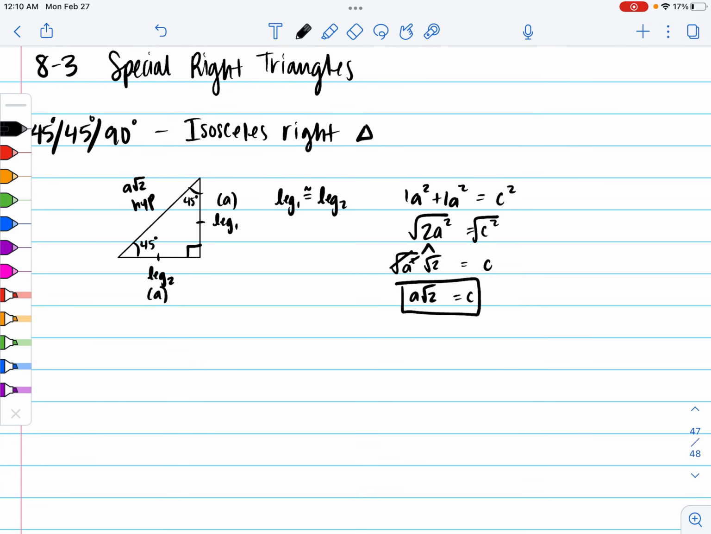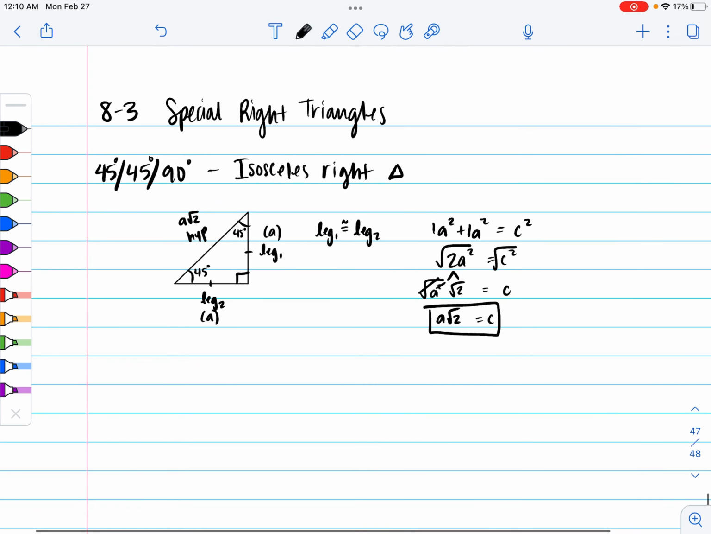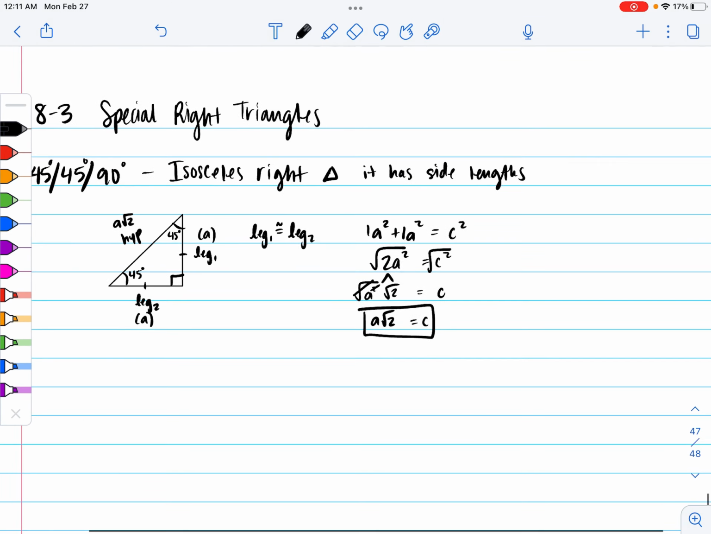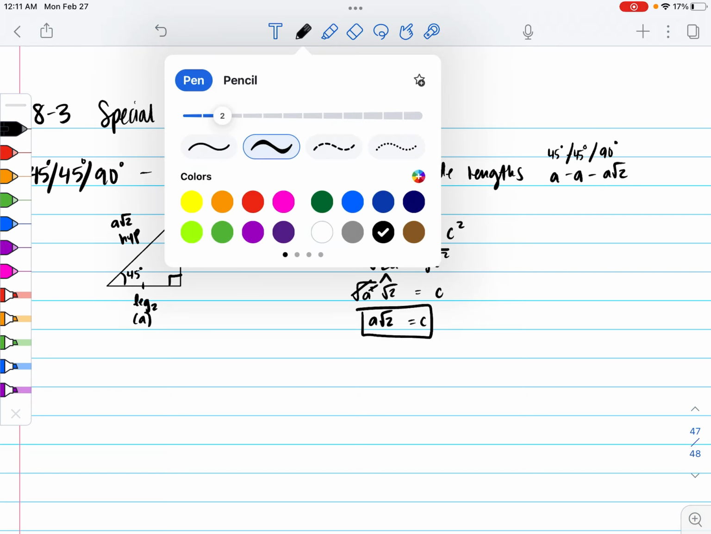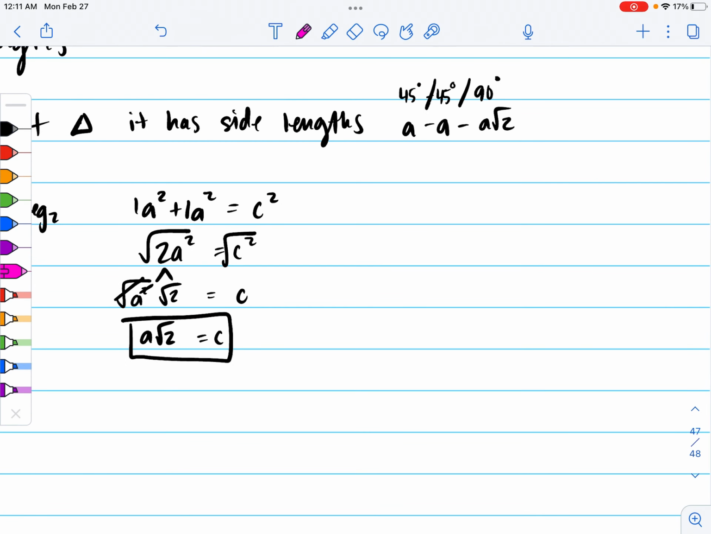So this is the theorem, or the main idea: a 45, 45, 90 degree right triangle has side lengths, and I'm going to keep it in that order, a, a, a root 2. So if you want to put 45, 45, 90 right above it, no matter what side lengths you actually put there, it will always be a length, a length, and then a root 2 length.